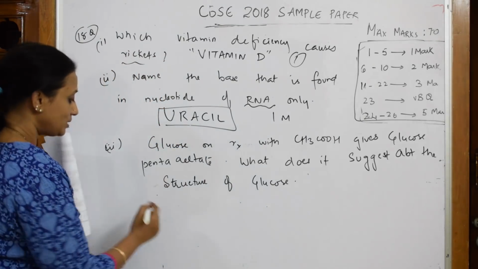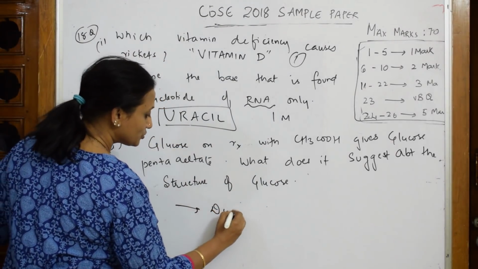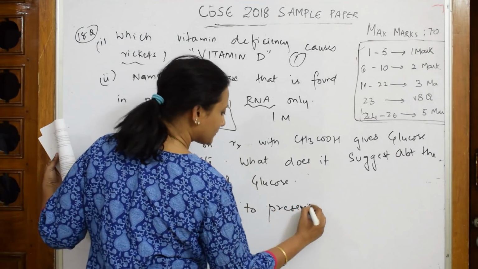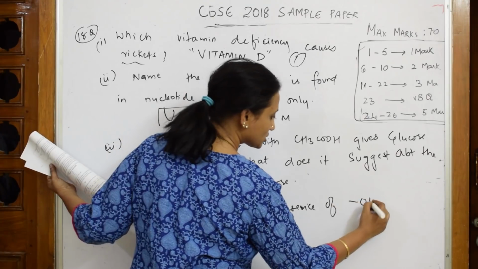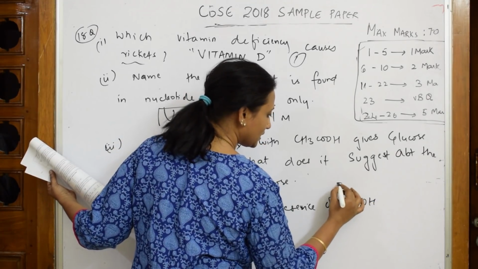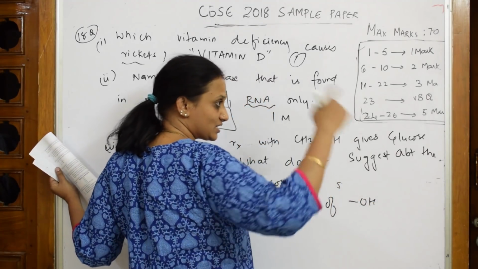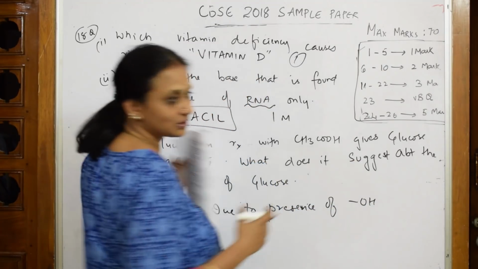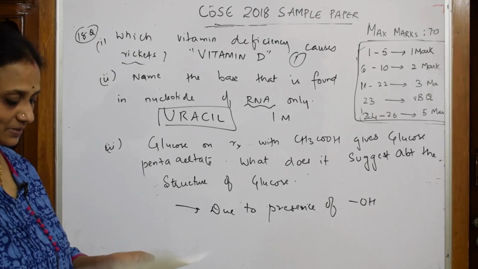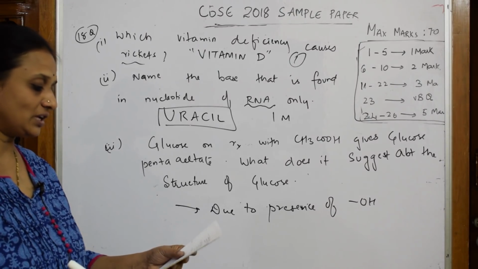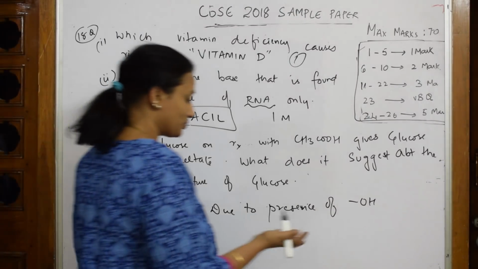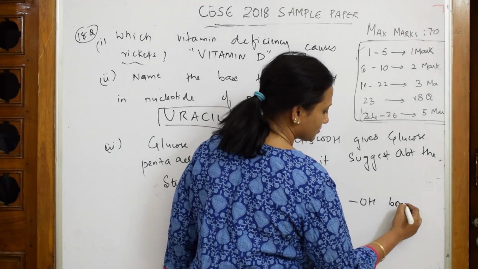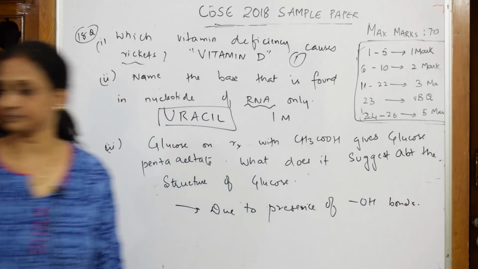The answer you will write is: due to the presence of 5 plus 1, 6 OH, and 1 is forming the cyclic structure. They've just asked why, so just write: due to the presence of OH bonds. That's it.